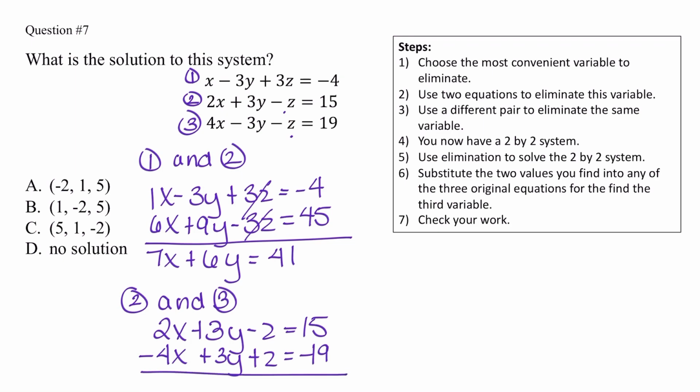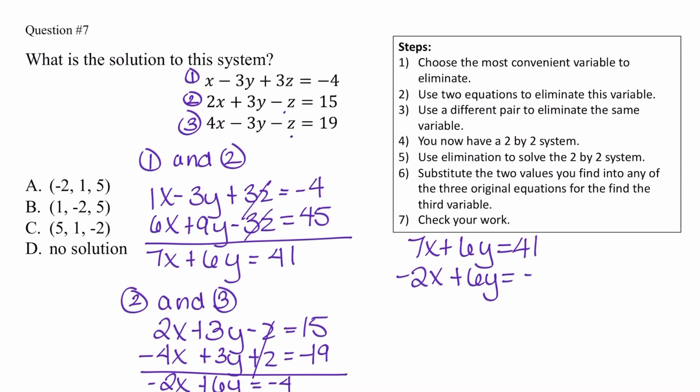So when I combine these, 2x minus 4x is negative 2x. Plus 3y is going to be plus 6y. Minus z plus z cancels, and we have 15 minus 19, which is negative 4. So now I have these two equations, right? My new equations that I've written. So 7x plus 6y equals 41. And I have negative 2x plus 6y equals negative 4.